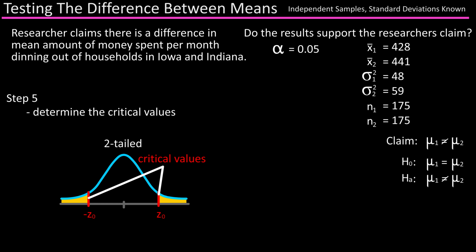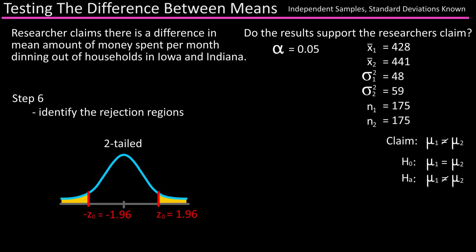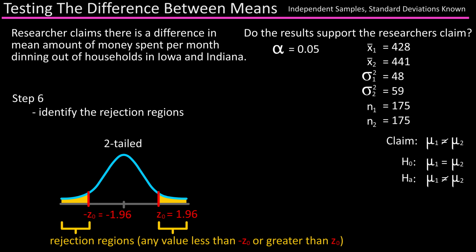Since the level of significance is alpha equals 0.05, and this is a two-tailed test, each of these rejection regions will be 1/2 of alpha, which is 0.025. And in the z-distribution table, that value is negative 1.96 and positive 1.96. So those are our critical values. Step 6 is to identify the rejection regions. And our rejection regions are any standardized test statistic value that falls in the shaded area, which is any value less than negative 1.96 or any value greater than positive 1.96.